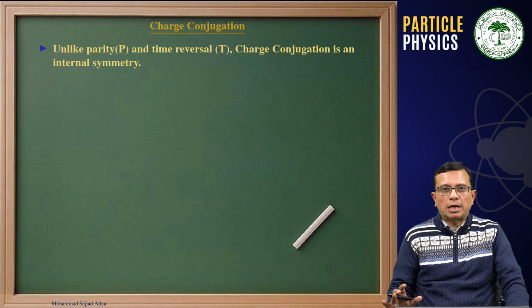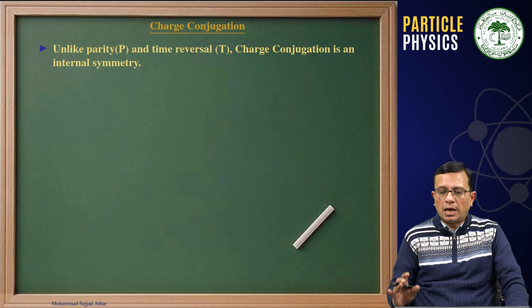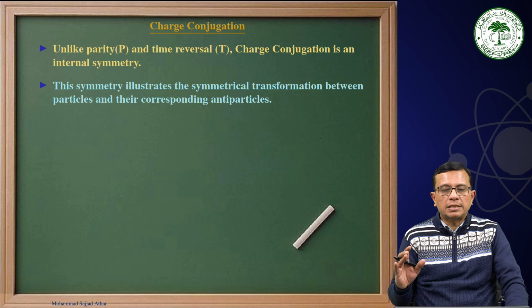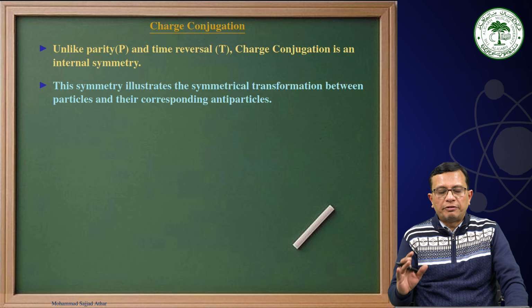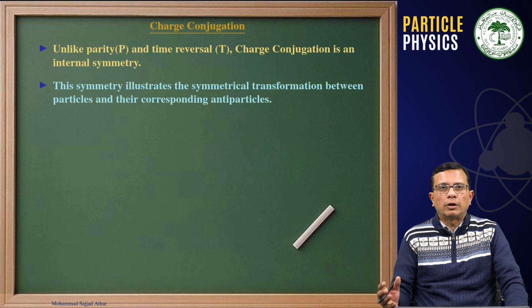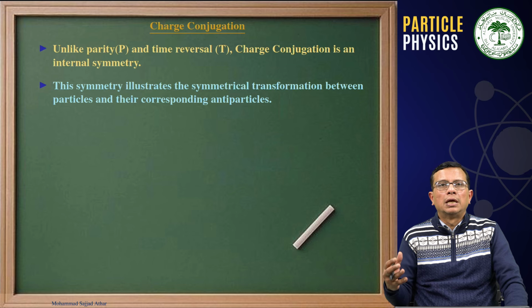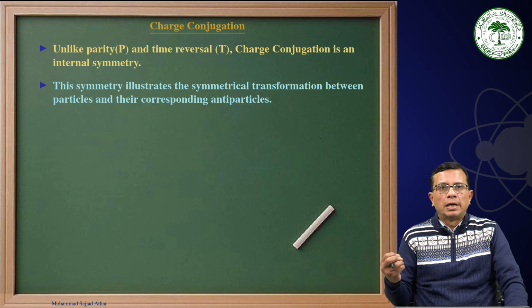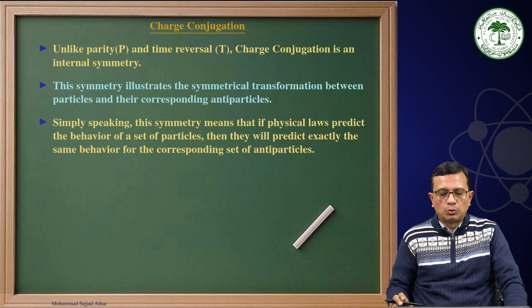This charge conjugation is an internal symmetry, unlike parity and time reversal, and this symmetry illustrates the symmetrical transformation between particles and their corresponding antiparticles. Now, when we operate the charge conjugation operation on particles, we get antiparticles. Then what are the different quantities that change under this operation? It changes lepton number, baryon number, charge, and magnetic moment because of the sign of the charge. What it does not change are energy, position of the particle, its momentum, etc.